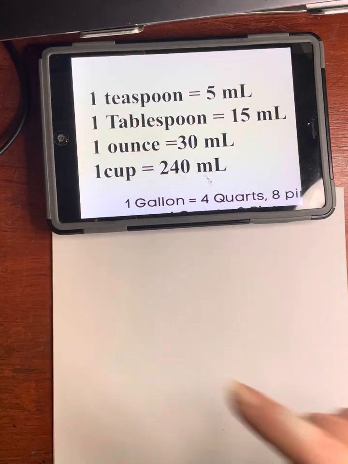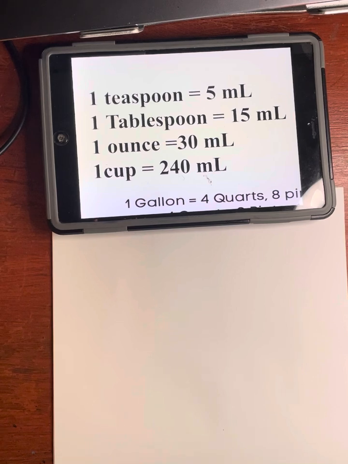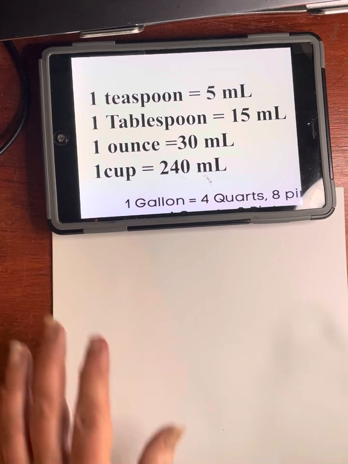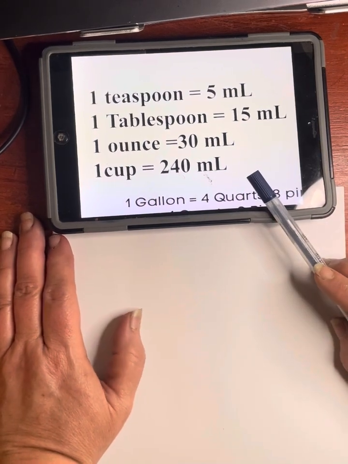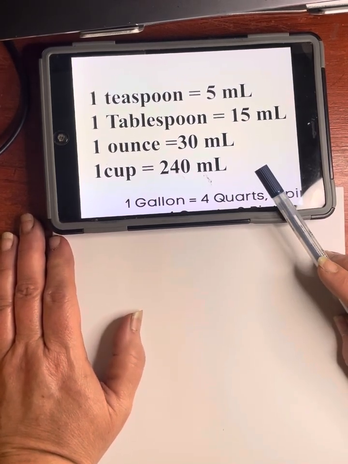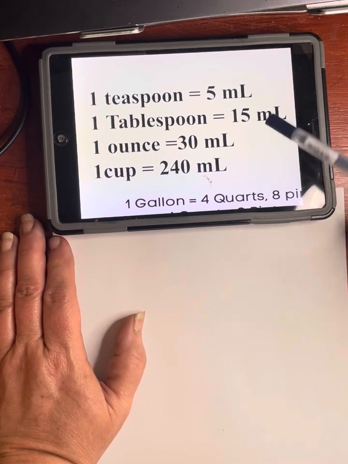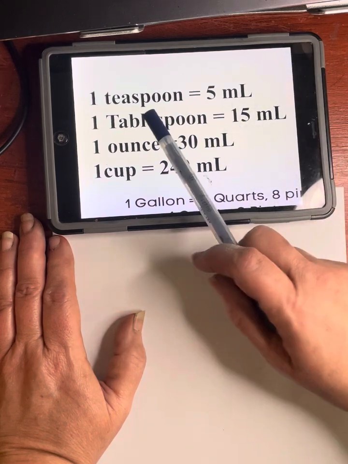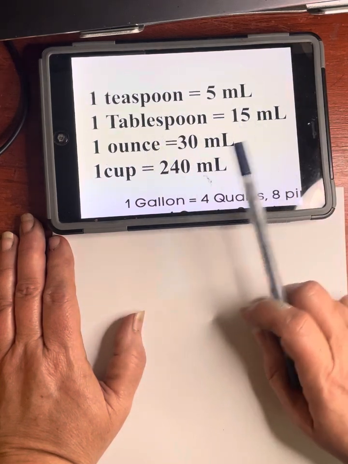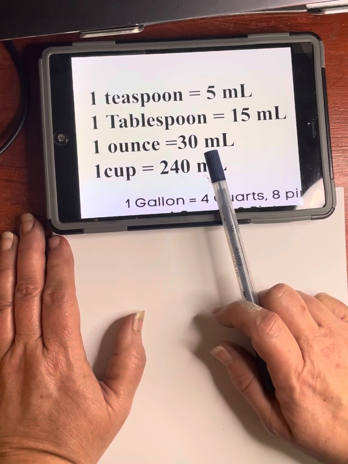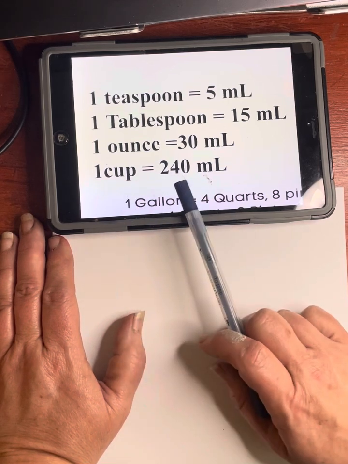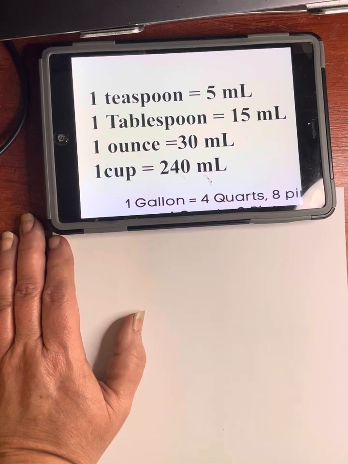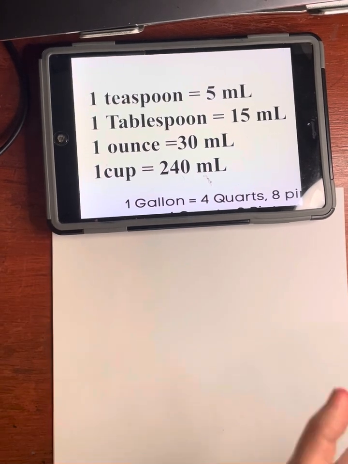Hey y'all, I just want to talk to you a second about conversions and just how important they are to be able to calculate dosage calculations. These four, if you can learn these four, you can figure the rest out. You see you got 5, 15, 30, and 240. A teaspoon is 5, a tablespoon's 15, an ounce is 30 milliliters, and a cup is 240 milliliters. And you got to commit that to your long-term memory.